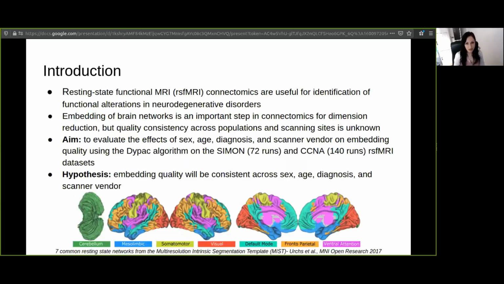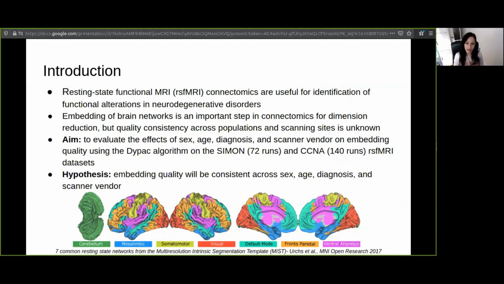Resting state functional connectomics are useful for the identification of functional alterations in neurodegenerative disorders. Embeddings, representative of brain networks, are an important step in functional connectomics. It is currently unknown whether embeddings are able to represent different populations, such as different ages, sexes, or clinical populations, equally well, or their scalability for use with big data.